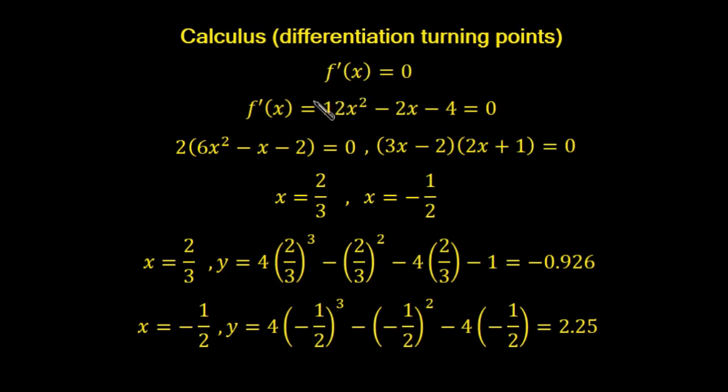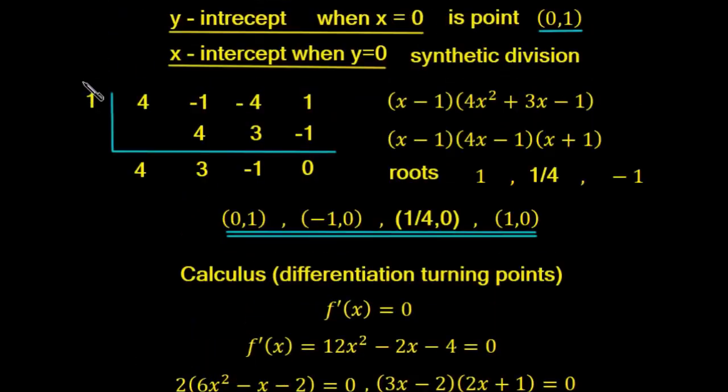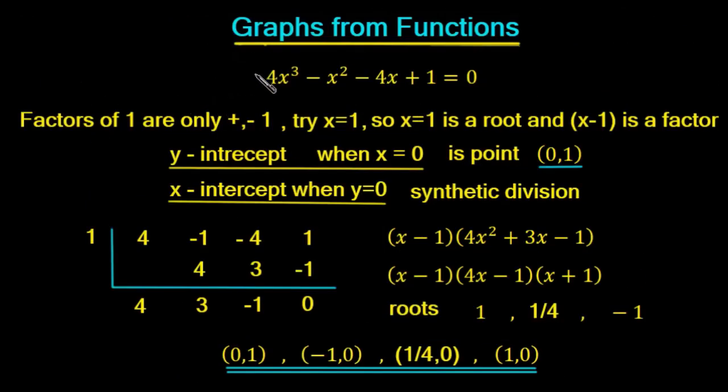So we just differentiate our polynomial. We'll go back up and have a look at it. When we differentiate that, it's going to be 4 3s are 12, so it'll be 12x squared minus 2x minus 4.